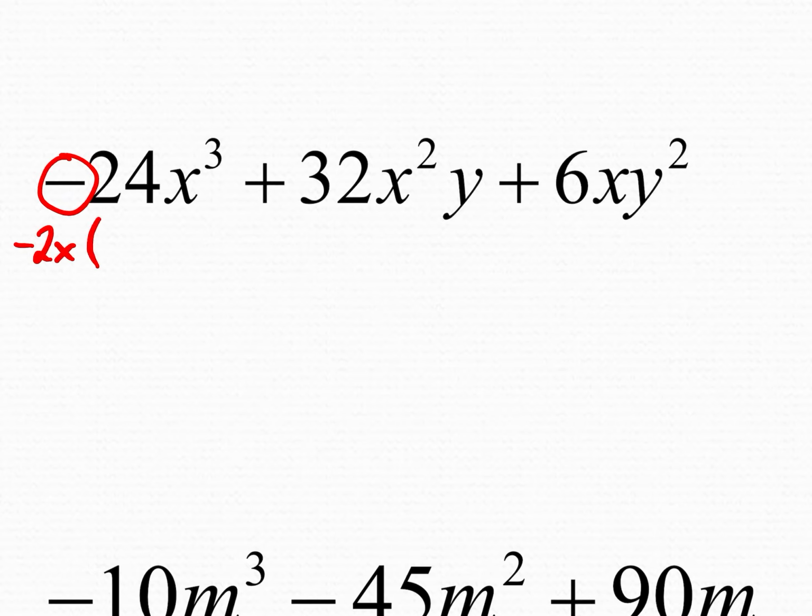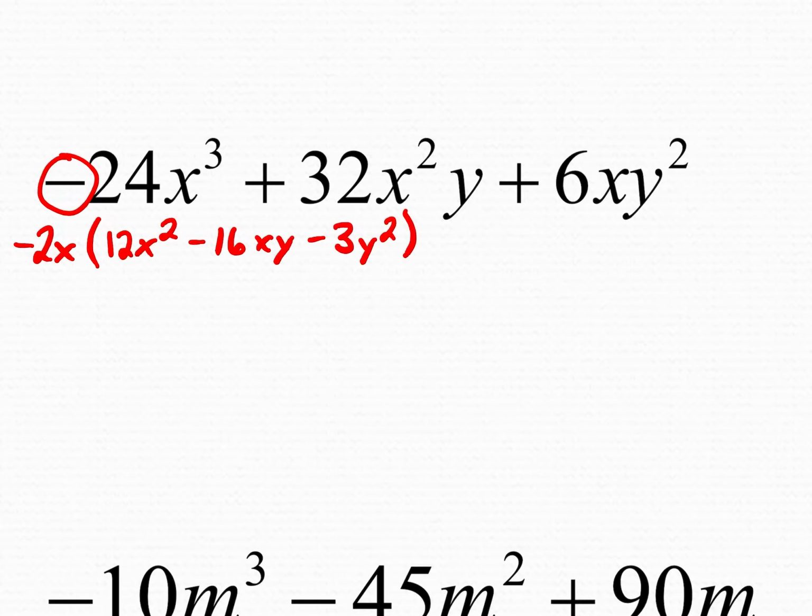So when you factor out the negative 2x, we're going to be left with 12x squared. It is a positive because it was negative 24 divided by negative 2, which is positive 12. Minus 16xy. So 32 divided by negative 2 is negative 16. And then 6 divided by negative 2 is negative 3 with the y squared.